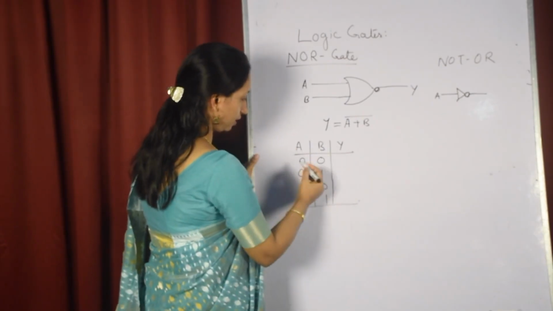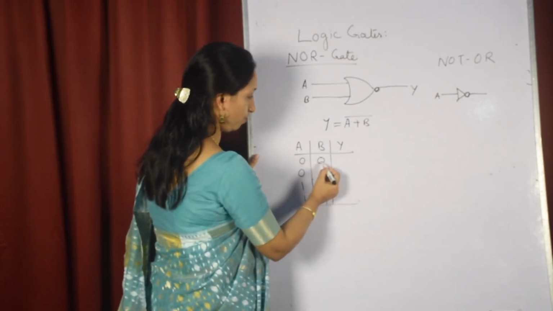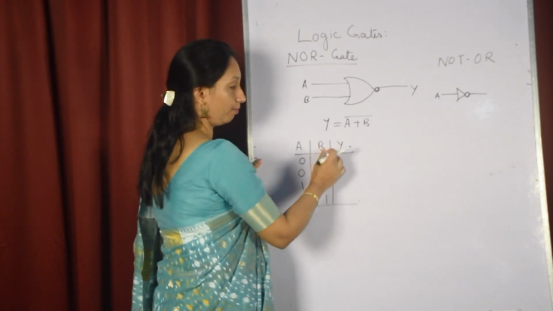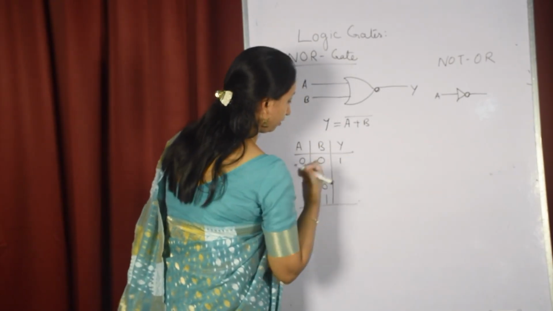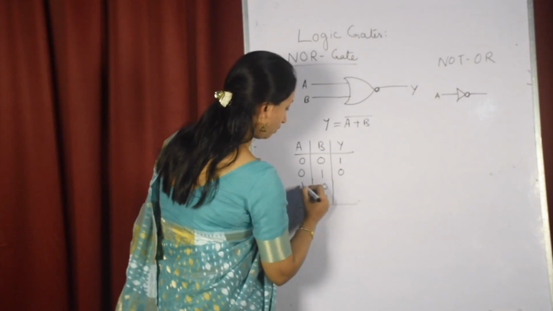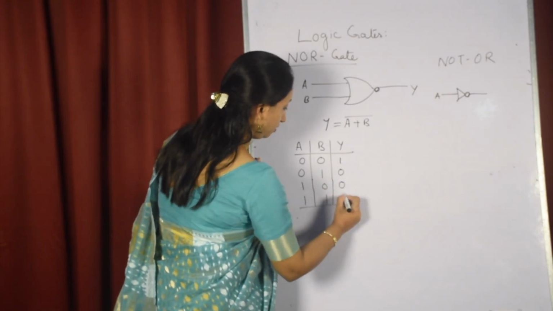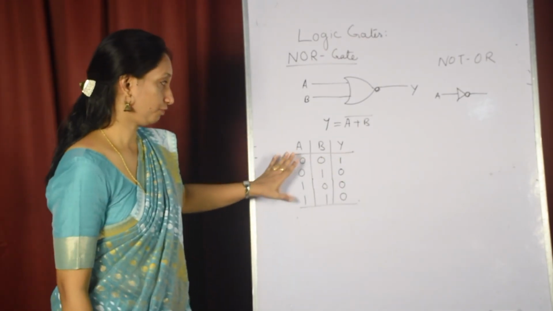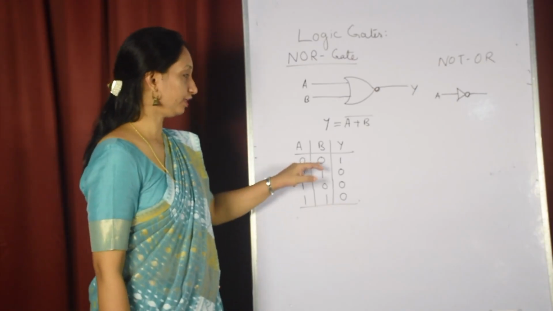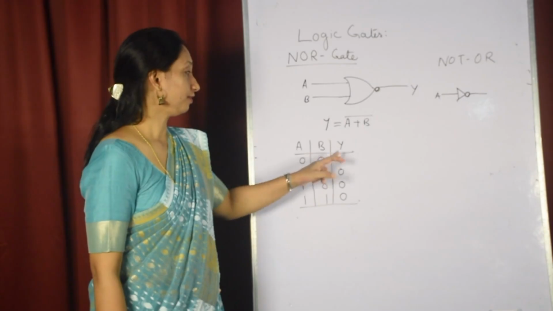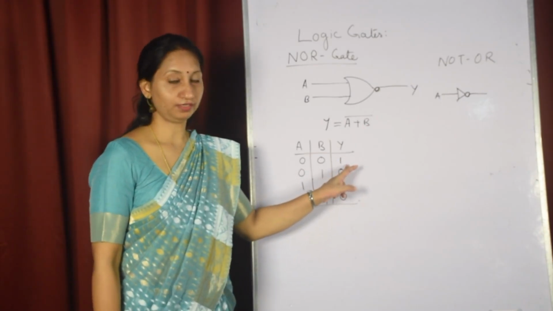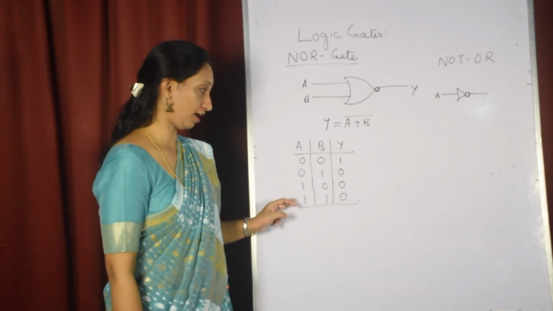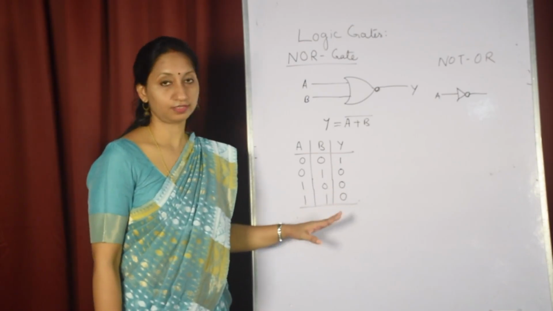Now this is the truth table. Here when both the inputs are 0 0, in the OR gate what do we get? When both the inputs are 0, we get 0, but in the NOR gate we get 1, and when 0 1, it is 0, 1 0, 0, then 1 1, 0, just the complement of the OR gate. Now from the truth table, it shows that when both the inputs are 0, that is low, then the output is high, that is 1. In the NOR gate, when both the inputs are 0, the output is high, and if any of the inputs is high, then the output is low, that is 0.